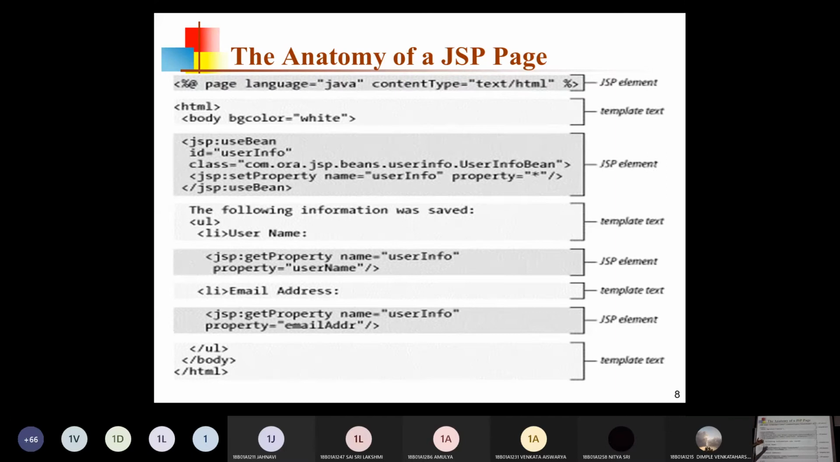Okay. Now, this is a simple way to write JSP code inside the HTML. At the rate page directive for the JSP file, the HTML body is HTML5, and the JSP use bean and all these things are related to the JSP, and the following information was saved. UL, li is HTML content, and JSP get property is a JSP content. Li email address is HTML. JSP get property is again JSP, and UL close, body close, HTML close are related to HTML content. This is the way we are embedding JSP code into the HTML.